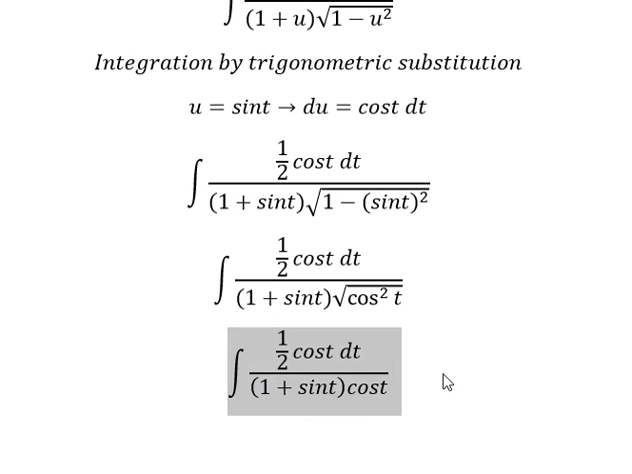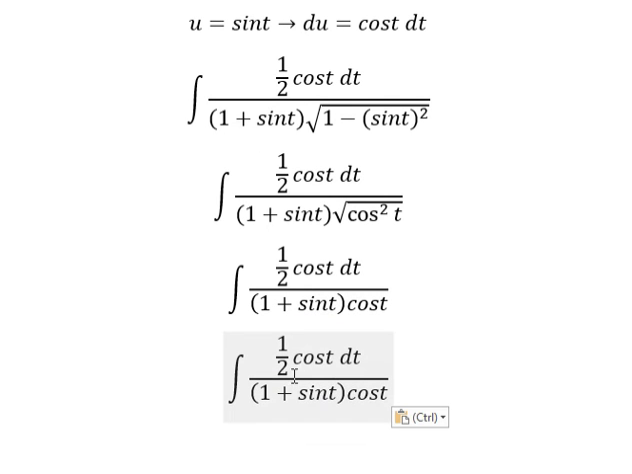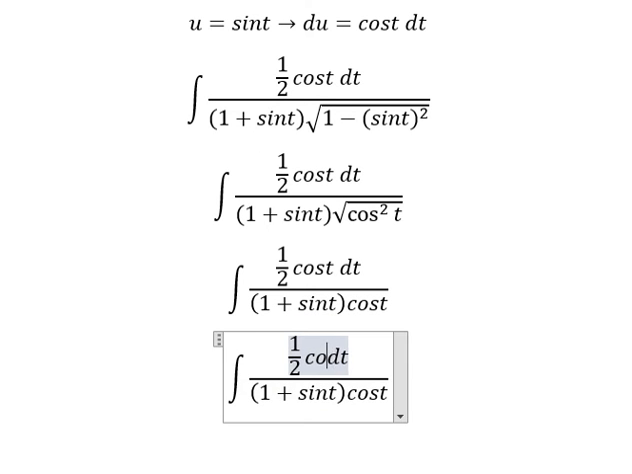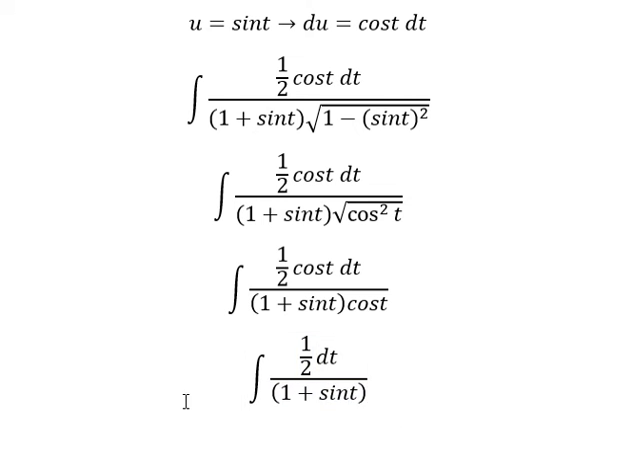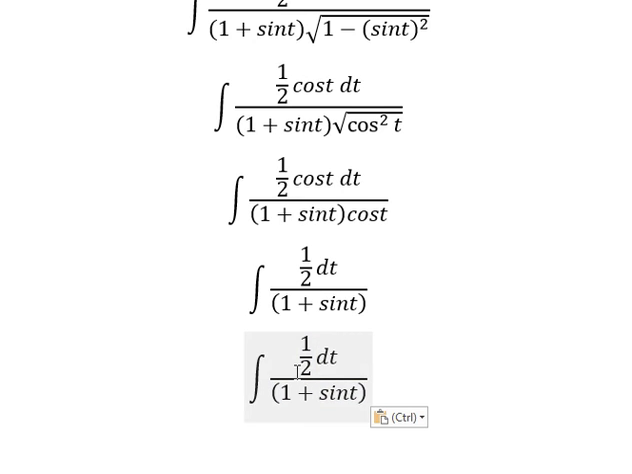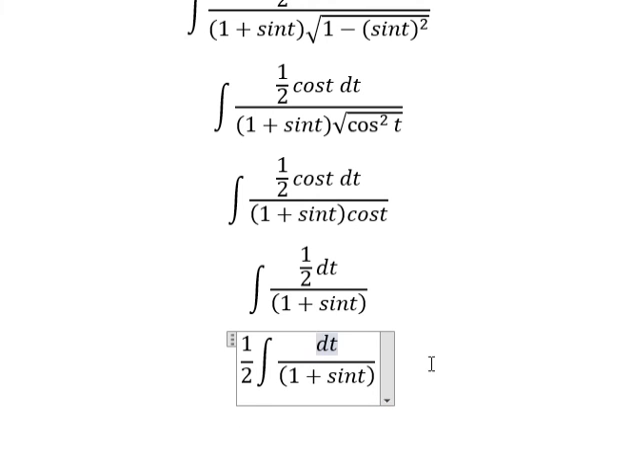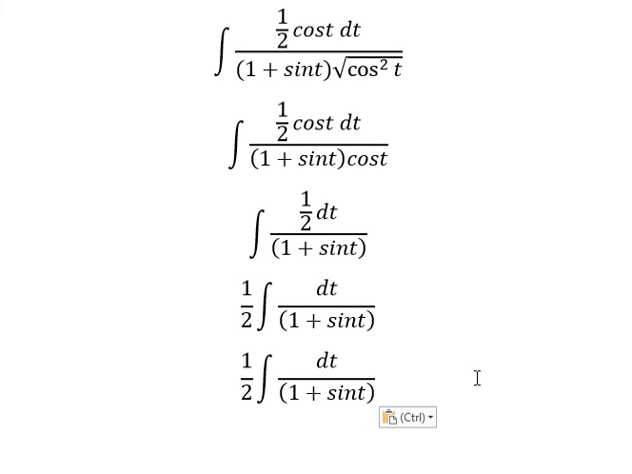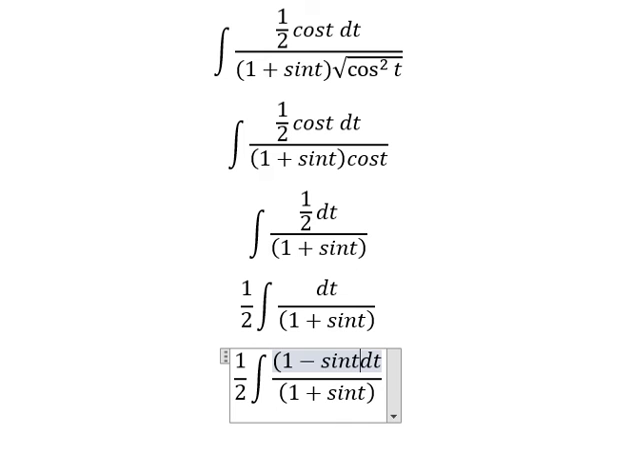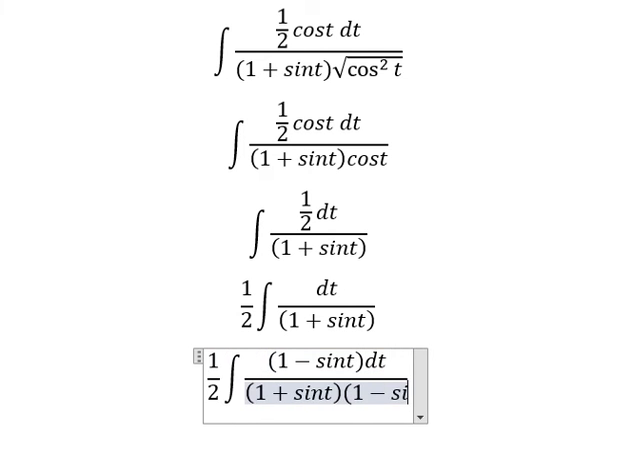Next, we simplify cosine t on numerator and denominator. Now I will put 1 over 2 here. Next, we multiply by 1 minus sine t on numerator and denominator.